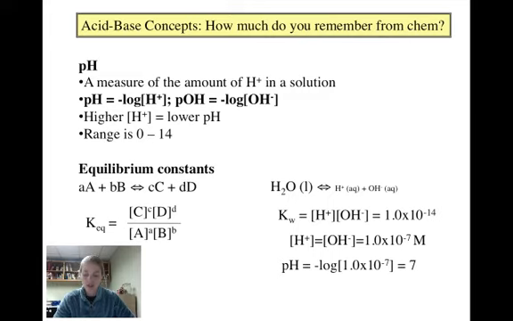At this point, we need to note another important equation when talking about acids and bases. The pH plus the pOH always equals 14.